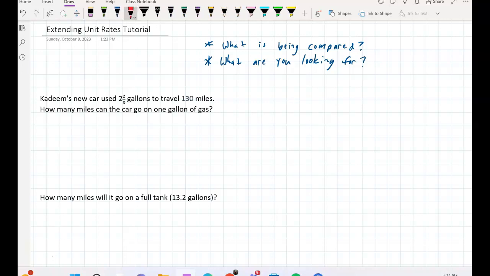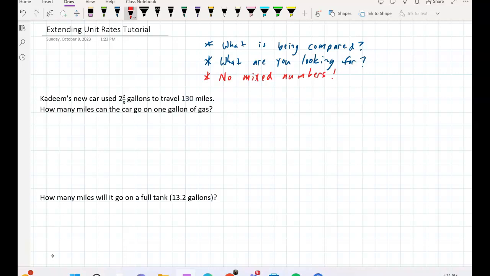And some other things you need to remember when we're dealing with unit rates. Remember, there are no mixed numbers. All mixed numbers have to be changed into improper fractions. No mixed numbers, just improper fractions, or regular fractions. It's okay to have regular fractions, you just can't have mixed numbers.